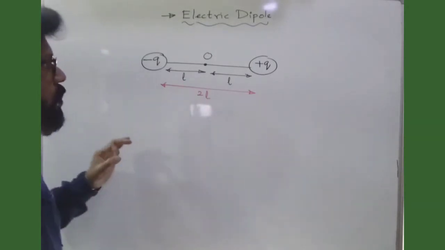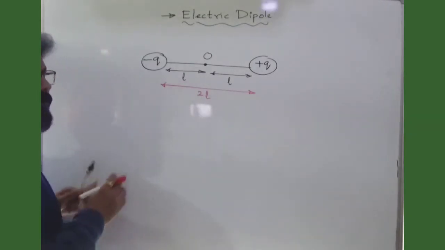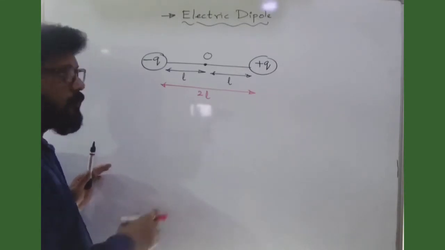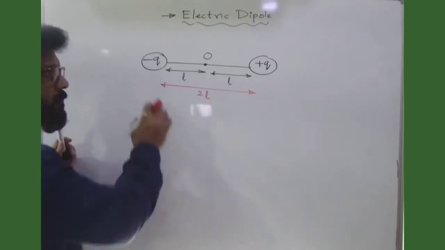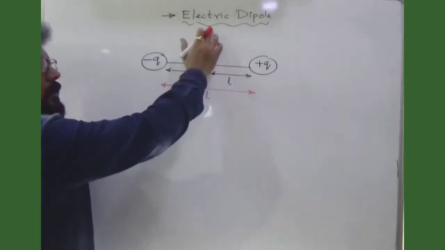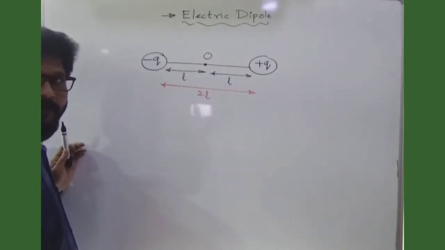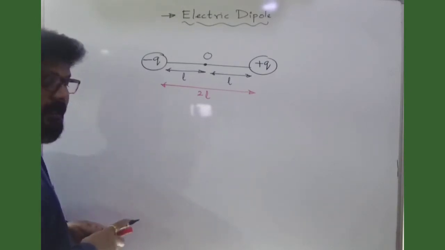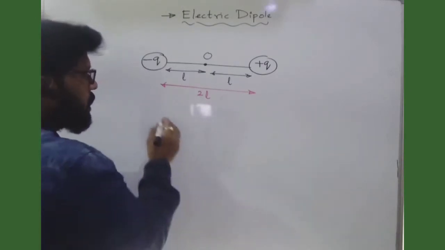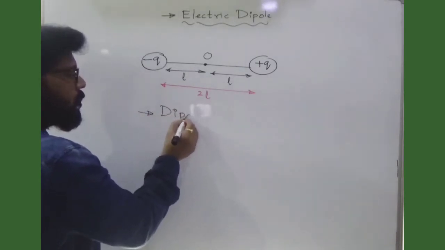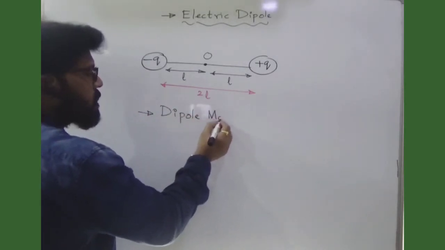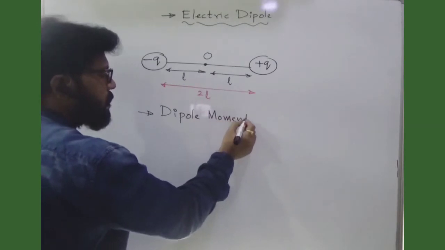Then it is said to be an electric dipole. So what is the definition of an electric dipole? Two equal and opposite charges separated by a small distance is called an electric dipole. Okay. Now, what is the electric dipole moment? Next is the dipole moment.